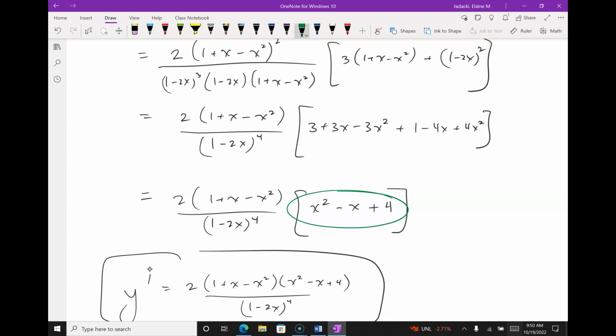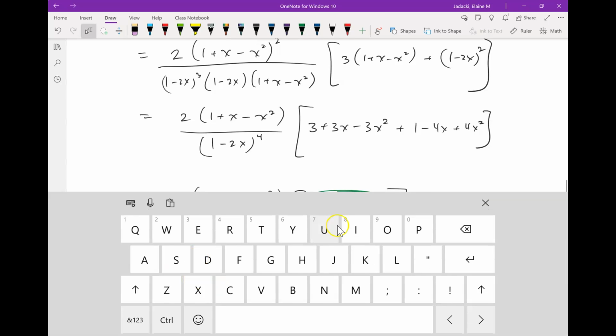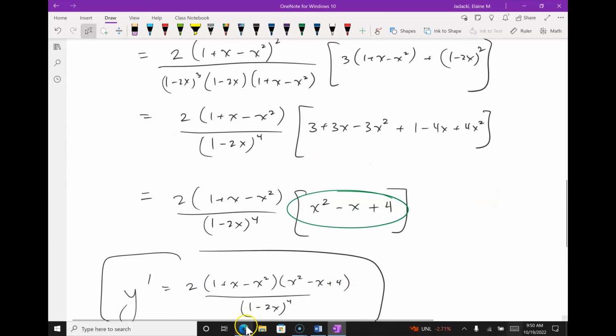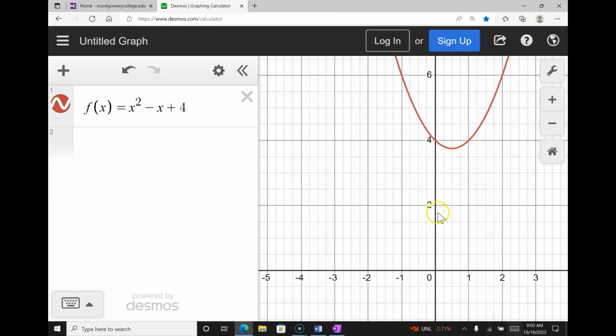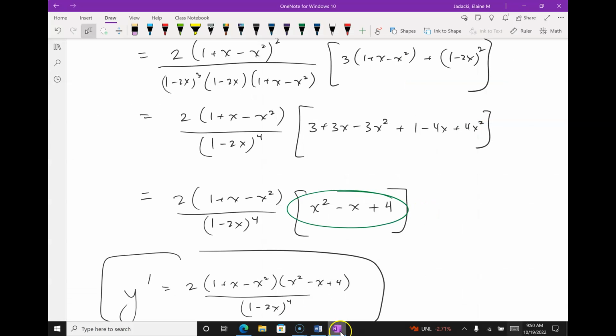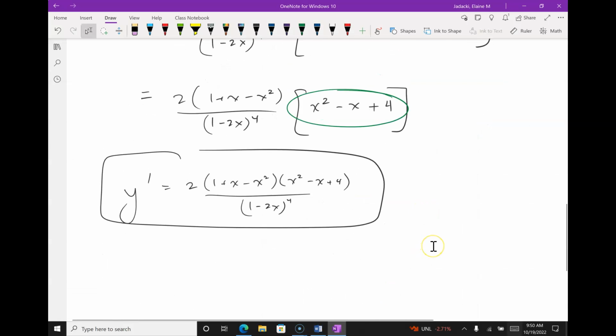I want to make sure that doesn't factor. And look at what I did. I went to Desmos, and I graphed it, and I see that it doesn't cross the x-axis, so it doesn't factor, right? And then, of course, I could check it, right? I can check it on Desmos. Plot my function, plot y equals f prime of x for the Desmos function, and see if they match.